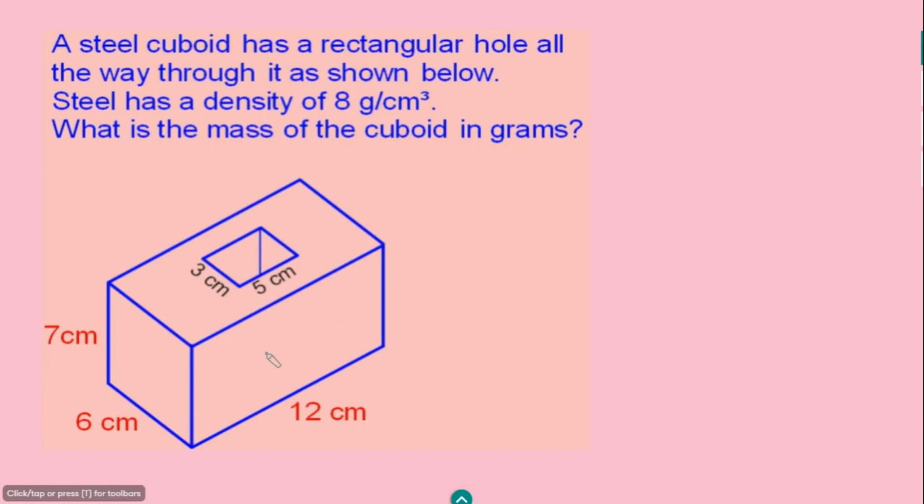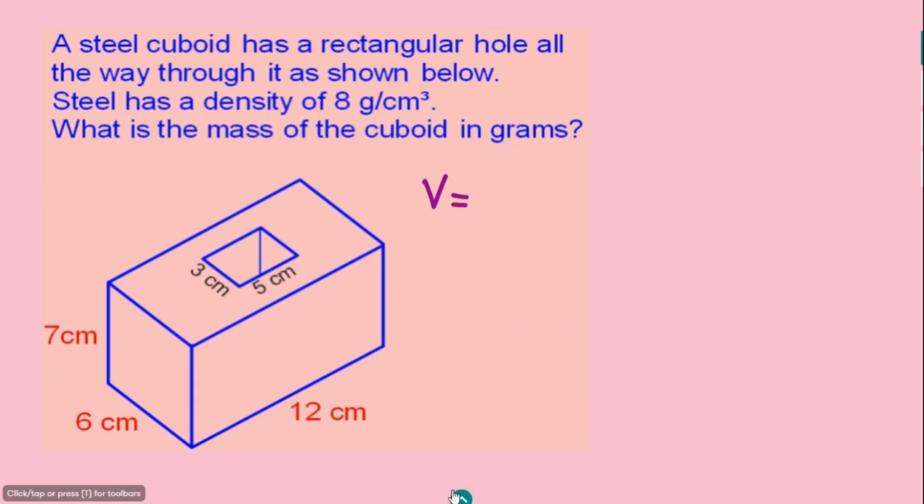If you look carefully at this picture here, you find there's a large cuboid, and there's a hole inside. What you need to do to find the volume of the steel is to find the volume of the big steel cuboid, and then the volume of the hole, and subtract. So let's begin by finding first the volume of the large cuboid.